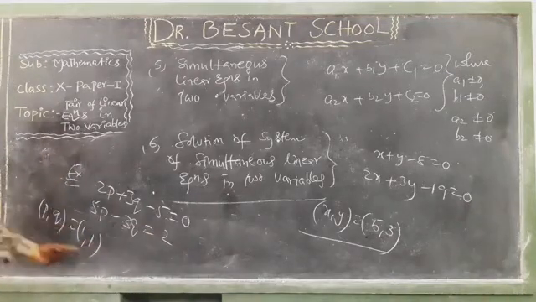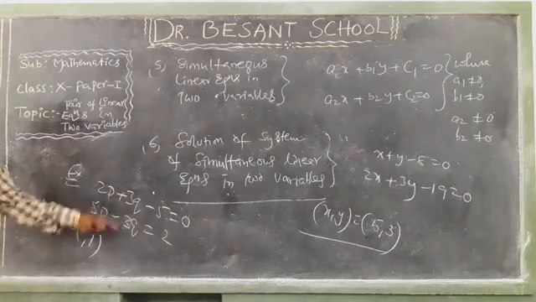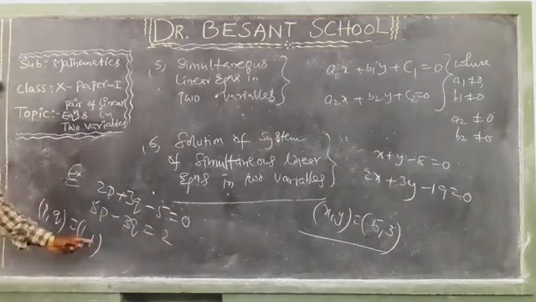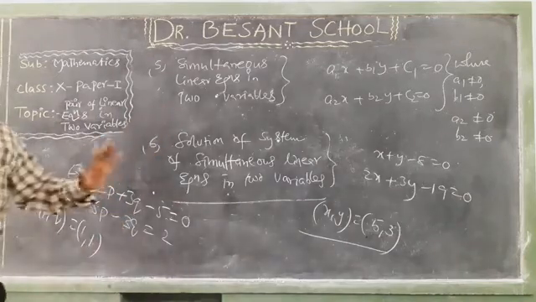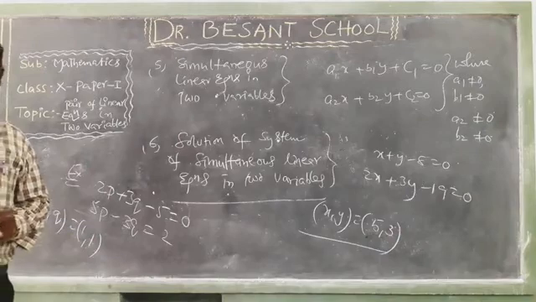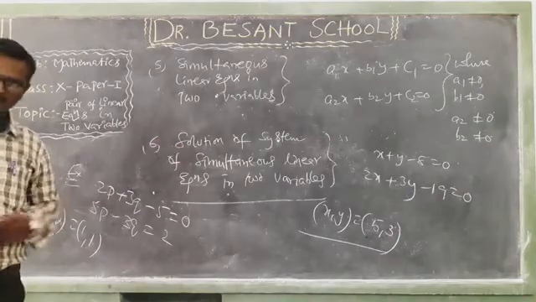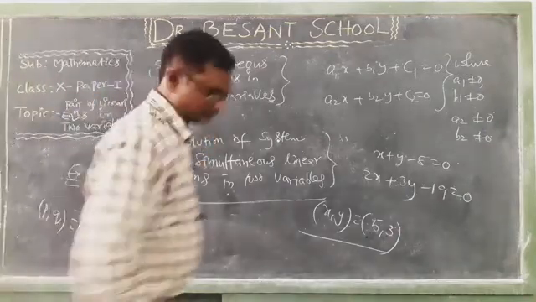So for what values of the variables do these equations get satisfied at a time? That is called the solution for the given two linear equations. Did you understand, children? What is called a solution? Yes. Now observe.